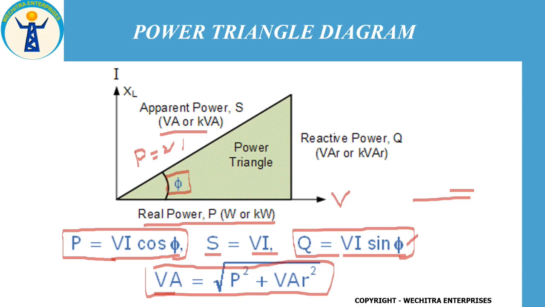And this factor cos phi is the power factor. So the formula becomes P equals VI cos phi, that is VI times power factor.